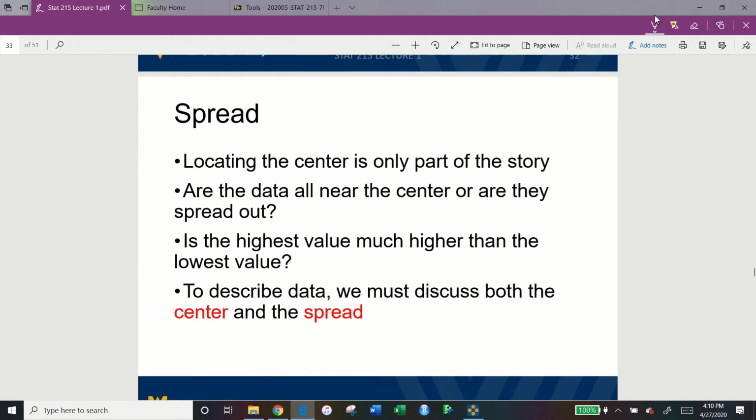Okay, so let's talk about spread. Locating the center is only part of our story. Are the data all near the center, or are they spread out? Is the highest value much higher than the lowest value? To describe data, we must discuss both the center and the spread. We've already had a pretty good idea of center when we talked about mean and the median, but we haven't talked about spread.